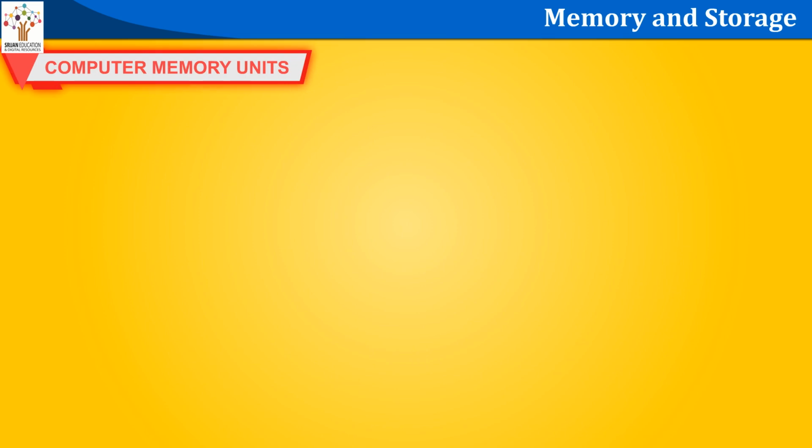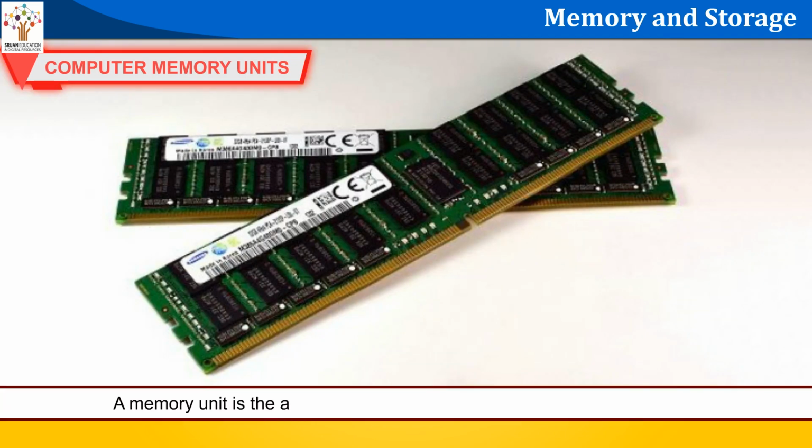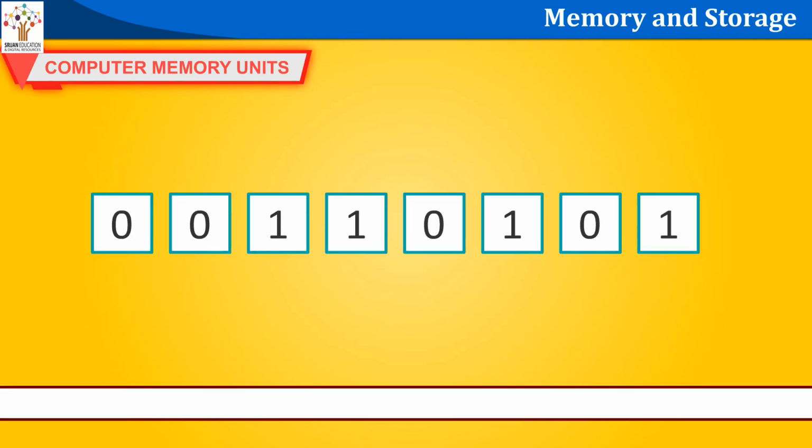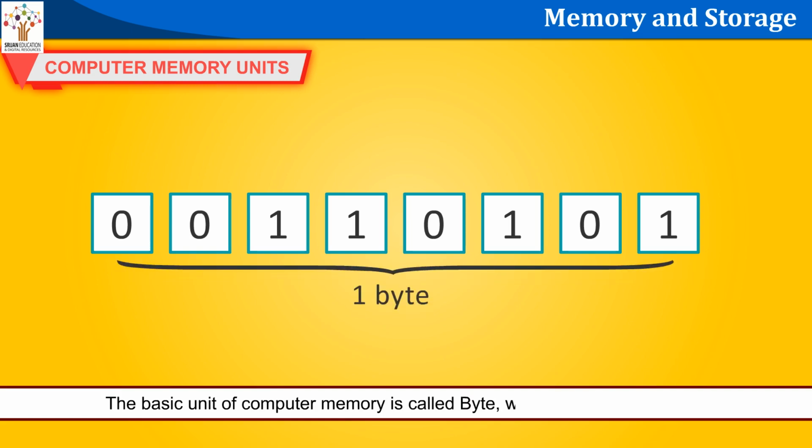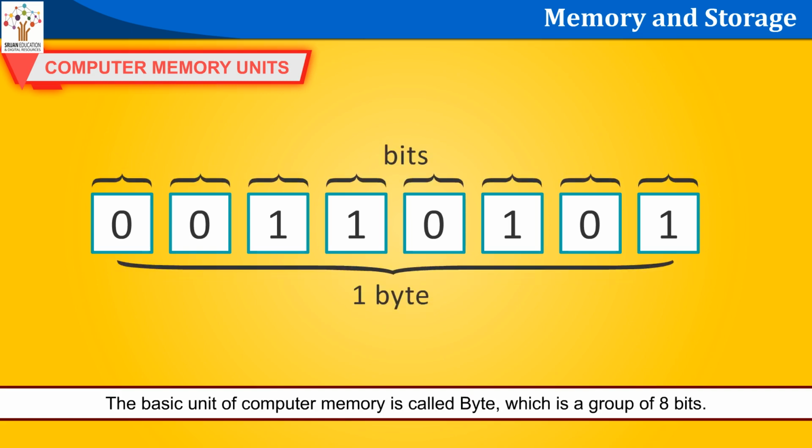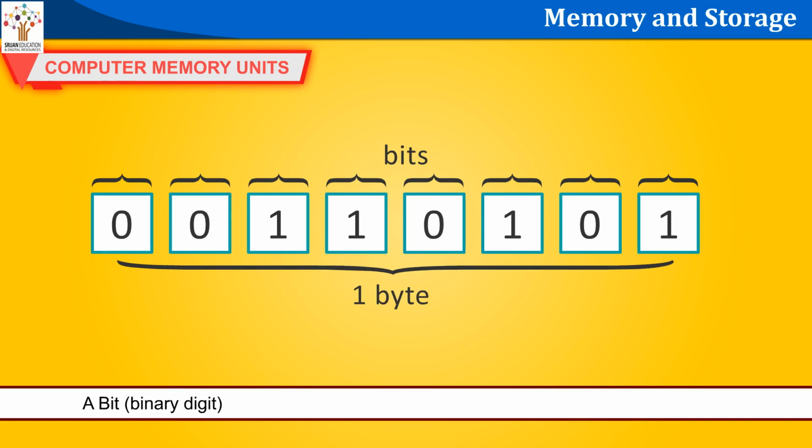Computer memory units. A memory unit is the amount of data that can be stored in the storage unit. The basic unit of computer memory is called byte, which is a group of 8 bits. A bit, binary digit, is the smallest amount of data that can be stored in a computer. Let's learn more about different units of memory.